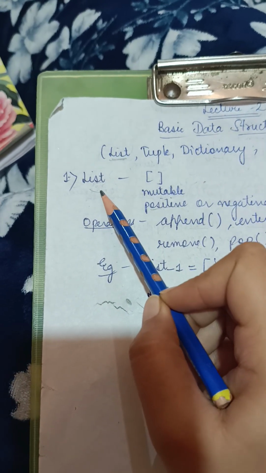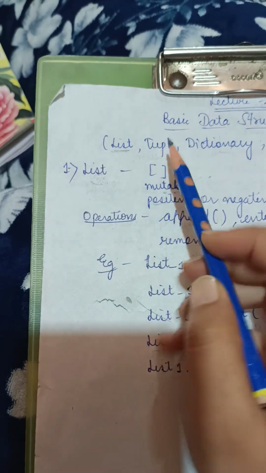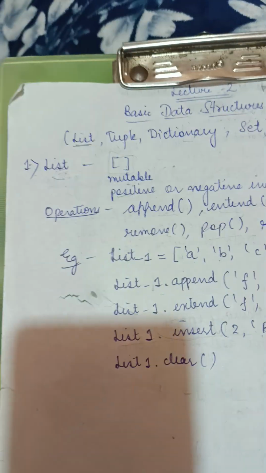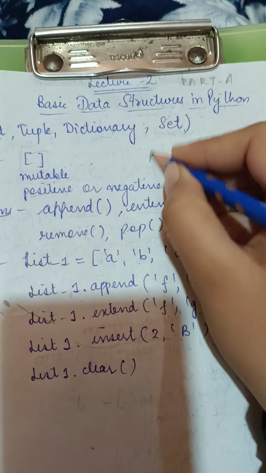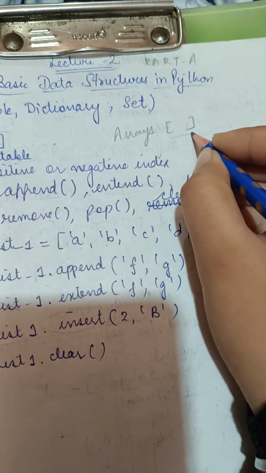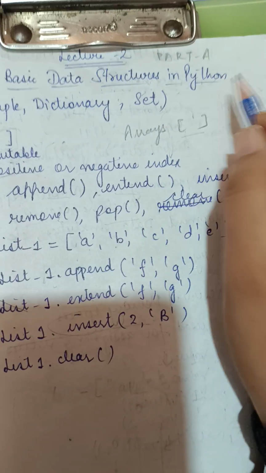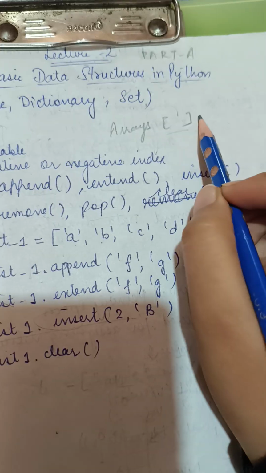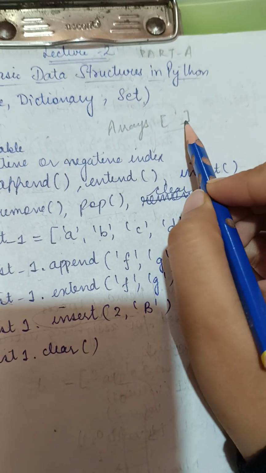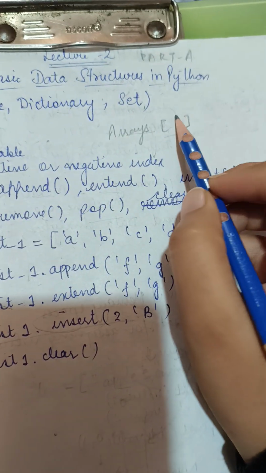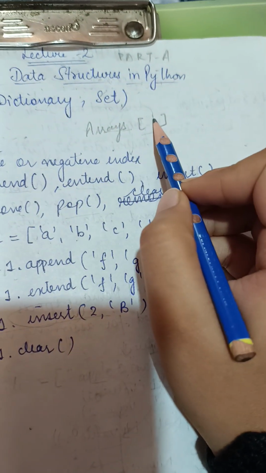How will we come to know that it is a list? List is denoted by these square brackets. Like in Java, we have the concept of arrays, where arrays were denoted by these square brackets, and in this array we can store only one kind of data. If we are storing integer numbers, then only integers will be stored in arrays. If we want to store, for instance, floating point numbers, then only floating point numbers will be stored.